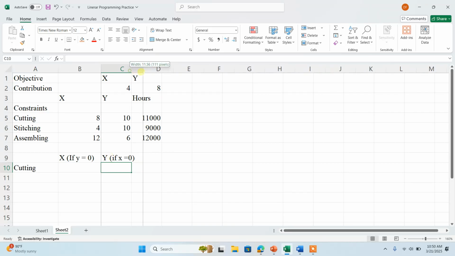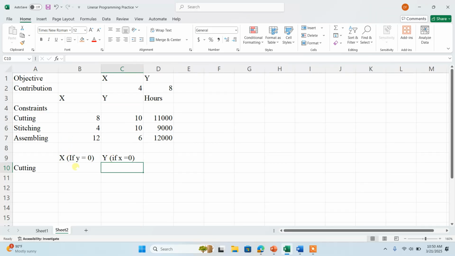Okay, so got the point. Let me first check that in cutting department, how much x can I produce if I don't produce any unit of the y. Similarly, what could be the maximum y I produce if x is equal to 0? Let's first find out the maximum number of units which I can produce. Let's suppose I'm producing y as 0, now how much x can I produce?